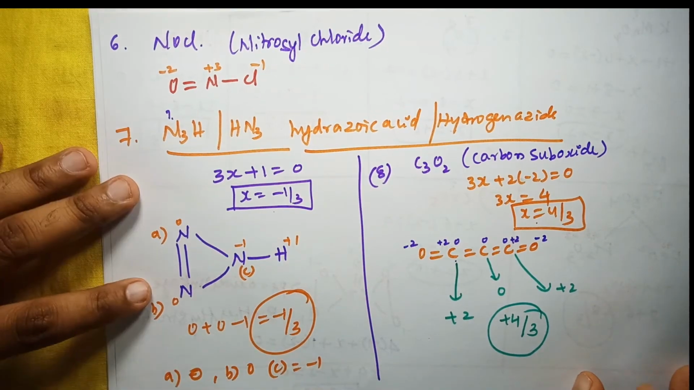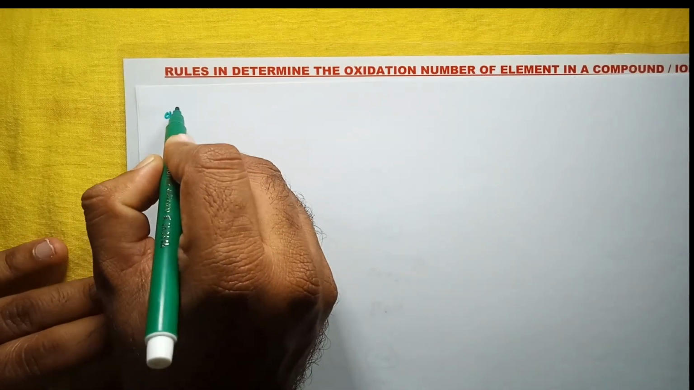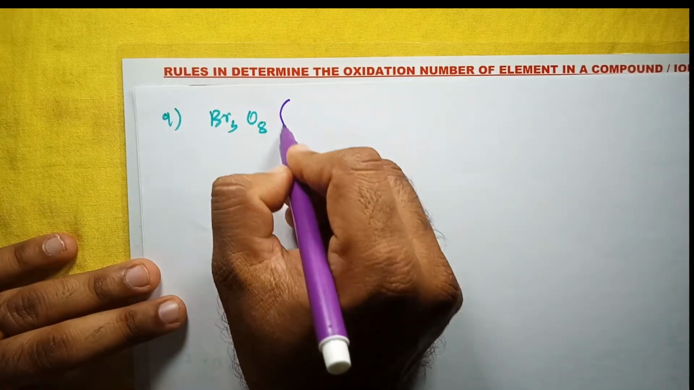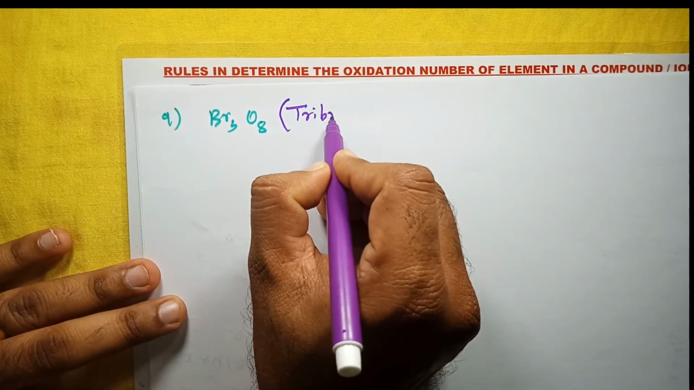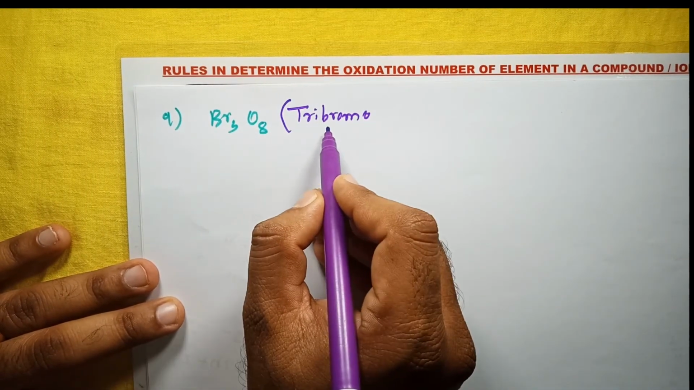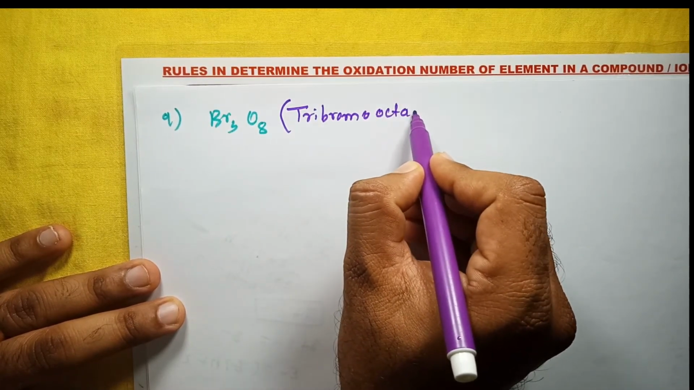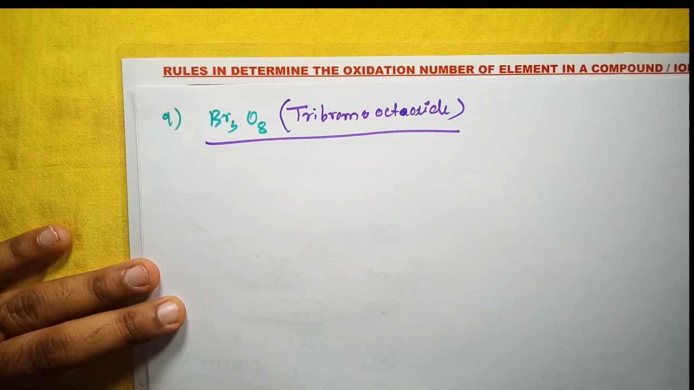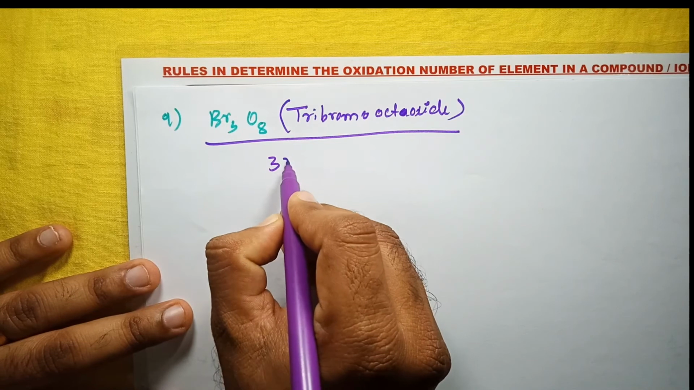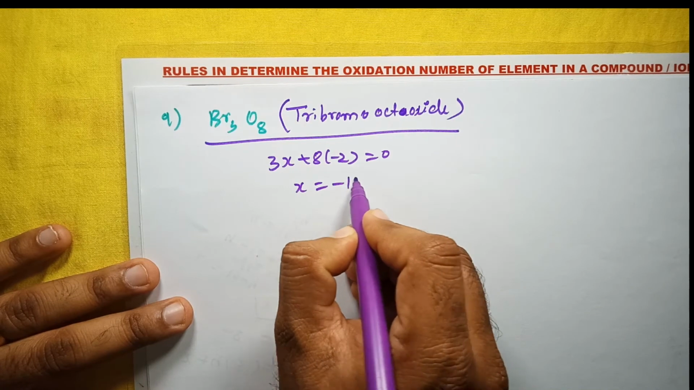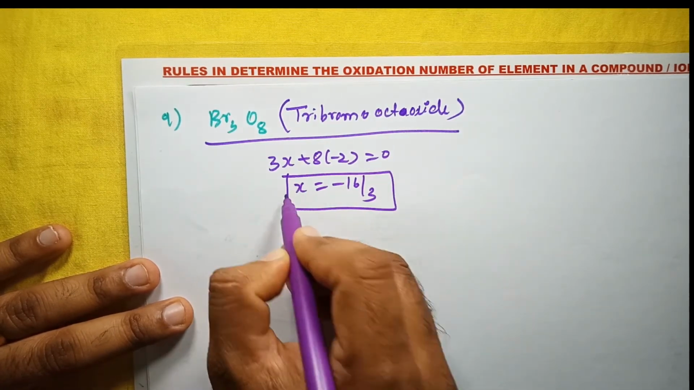Let's calculate another example, the 9th one. Look here friends, this is very important. Br3O8. What is Br3O8 friends? This is tribromo. How many bromine atoms are there? 3. So I am writing 3, tribromo octoxide. Octa means 8. Look here friends, how to calculate? In the same way, 3x plus 8 into minus 2 equals 0. So we get x is equal to minus 16 by 3. So how do we get this?